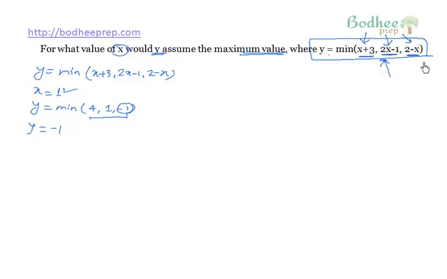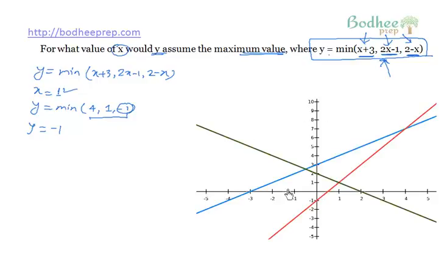These are nothing but three straight lines. For our understanding, I've already drawn the three functions here. The blue line is the first function, which is x plus 3. The green line is the third function, 2 minus x, and the red line is the second function, which is 2x minus 1. Now if you look at this function, x can range from minus infinity to plus infinity. At every point there will be three values, and we have to take the minimum among them.